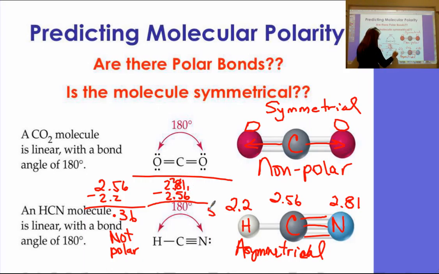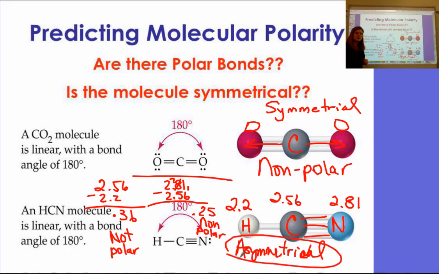7, 11 minus 6 is 5. 7 minus... 0.25. That's also nonpolar. So even though my shape looked asymmetrical, I did not find any polar bonds here. Therefore, this shape is also nonpolar.